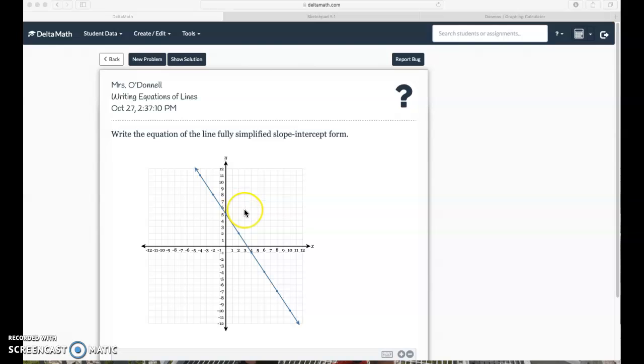Okay, so when we're looking for our y-intercept, that's a good starting point, right? We want to look for where our line crosses our y-axis. It's like a big door.